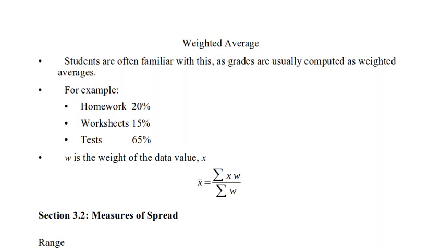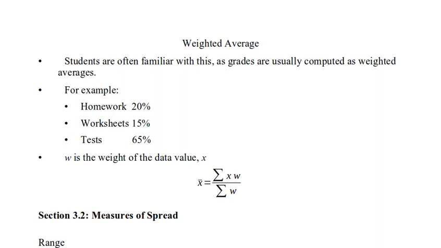So here, to compute the weighted average, we simply multiply the score, the data point x, for each of these categories by the weights, and then we add those up. So whatever your score is for homework, you'd multiply that by 0.2. You'd then add that to your score for worksheets multiplied by 0.15, and then add that to your score for tests multiplied by 0.65. Of course, the order of operations means that that multiplication happens before the addition. So we multiply those scores times the weights, and then we add them all up. There's no ambiguity with that because of the order of operations.